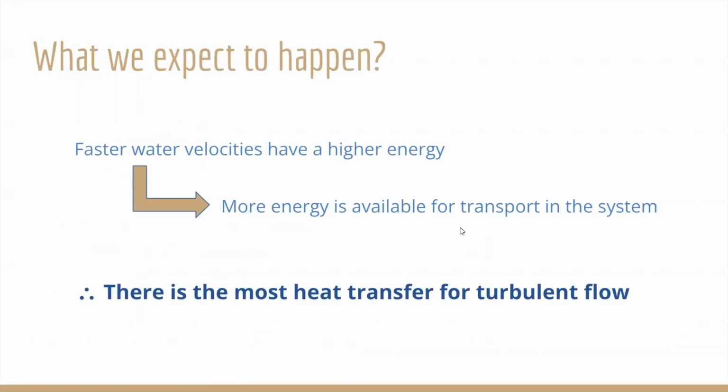So we expect that a higher velocity is going to be able to give us more energy that is available for transport in the system. That means that turbulent flow is the flow with highest velocity and is supposed to give us the highest heat exchange.